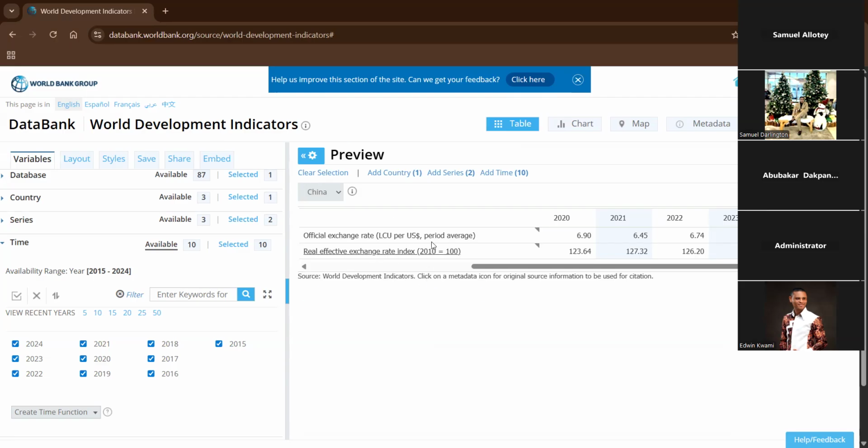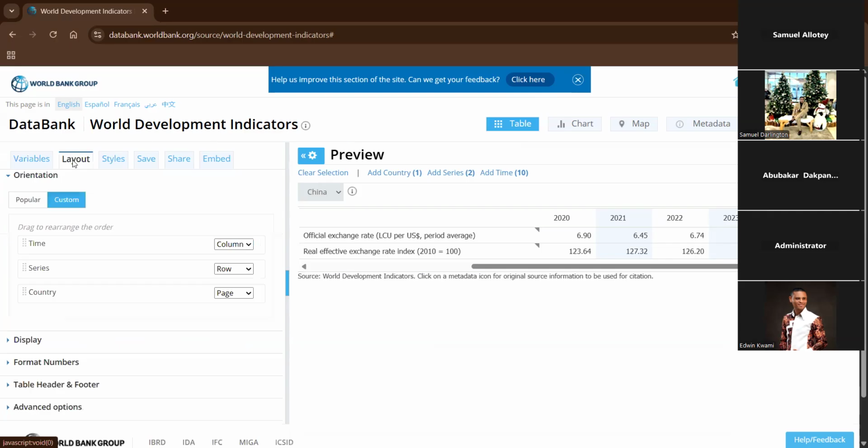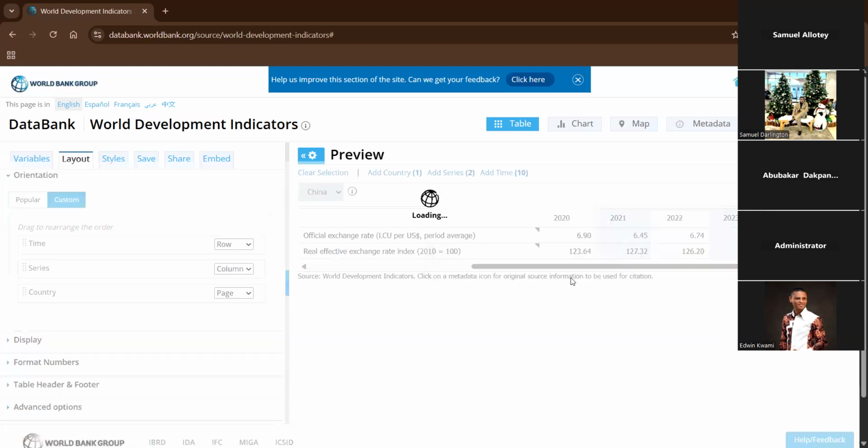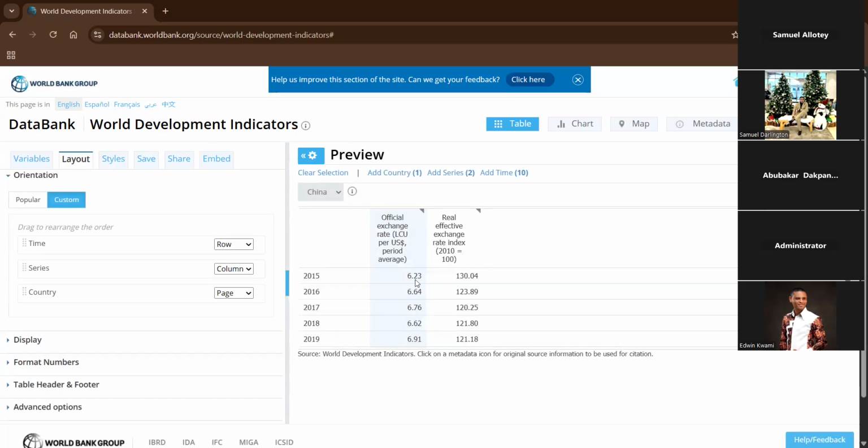So when you have your data in this form, you can just come to the layout and change this one. The time should be row, and then the series should rather be column. Take note of this, it will help you, so that it will automatically change the data in the time series or the panel format for you. Or you use a row for the time, and then the series for the column. You see that it has automatically transformed the data, brought the names at the top.